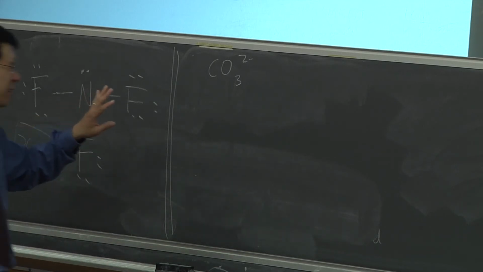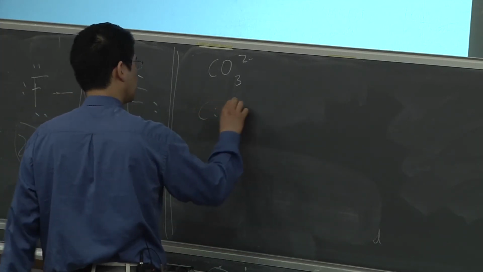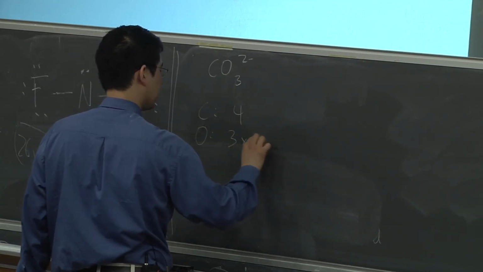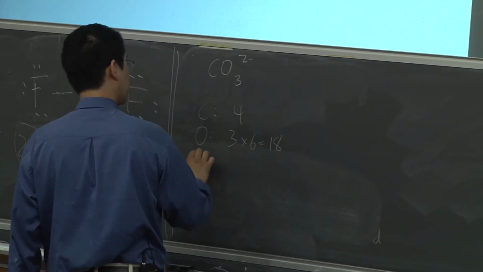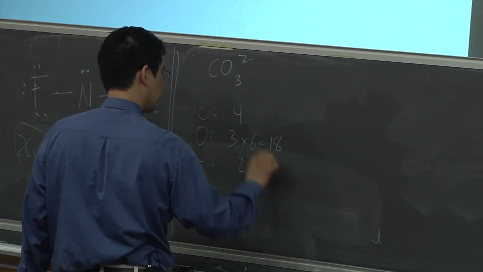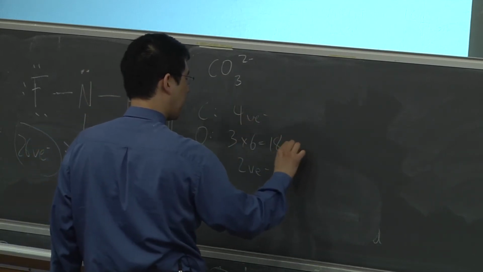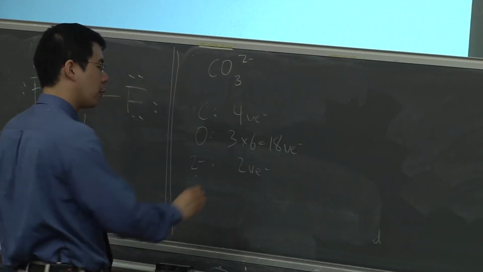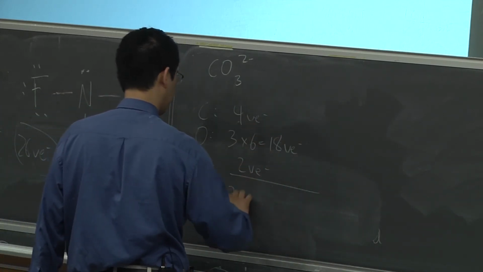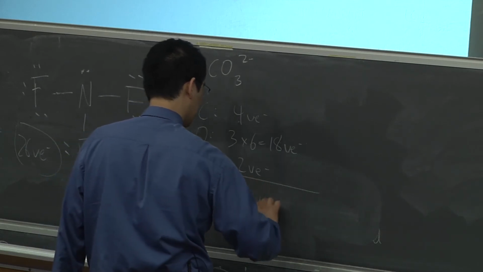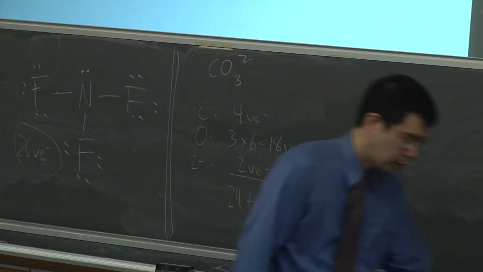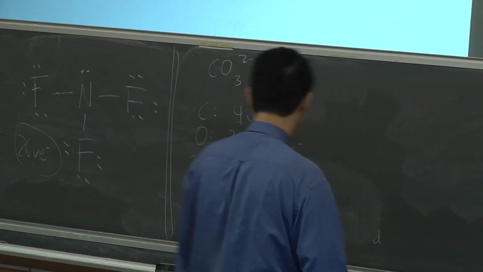So carbon has how many? 4. Oxygen has how many? 6. So 3 times 6 equals 18. And the 2 minus is going to be 2. And so that's going to have a total of 24. Right? 4 plus 18 plus 2 is 24 total valence electrons. Now I'm going to draw my skeletal structure.